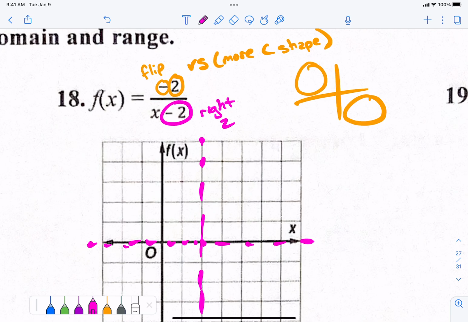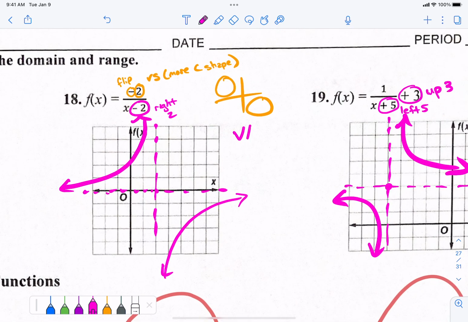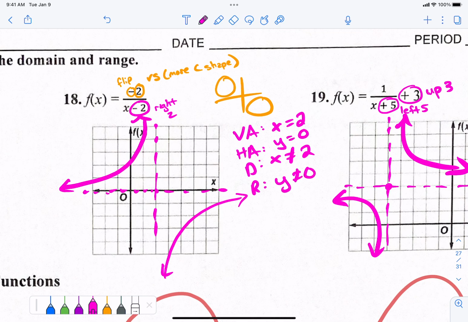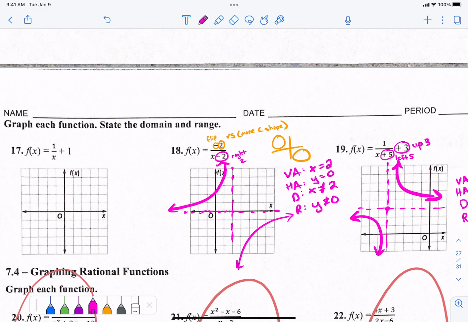Second and fourth quadrant is where we're going to put him, and more of a C shape, so more of a C and less of an L. Okay. VA and HA and domain and range. What's the vertical asymptote look like? This one's x equals 2, which means your domain is x is not equal to 2. The HA is y equals 0, and y is not equal to 0 for the range. Make sense? Are we doing okay?